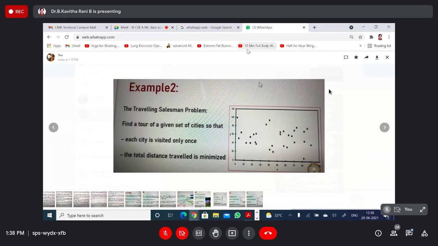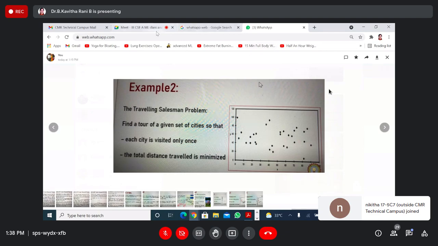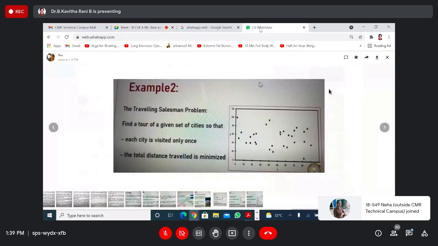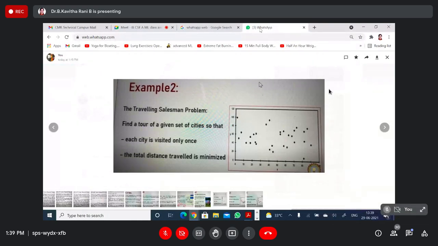So likewise, we have one more example that is related to the traveling salesman problem. In this particular problem, the salesperson needs to travel from one city to another city to promote his product. So he has to take care of two things. He should travel the minimum distance. This is the first thing he has to take care of.